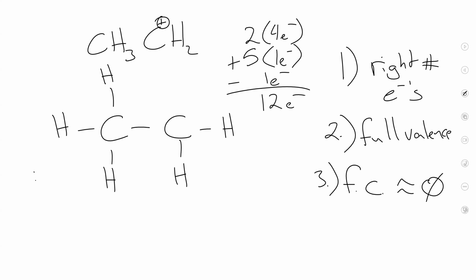We're pretty sure it's gotta be arranged something like this. Do we have any more electrons to give? 2, 4, 6, 8, 10, 12. So we're out of electrons. This is one of those examples where we get stuck at number 1. We can use the right number of electrons, but we can't fill all the valences. This carbon is stuck with an incomplete valence.